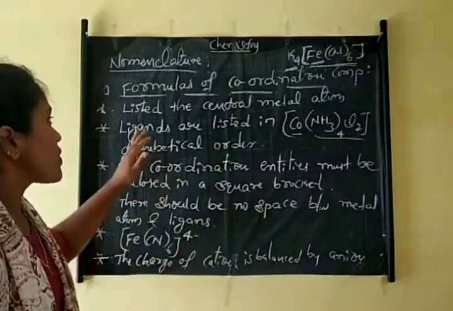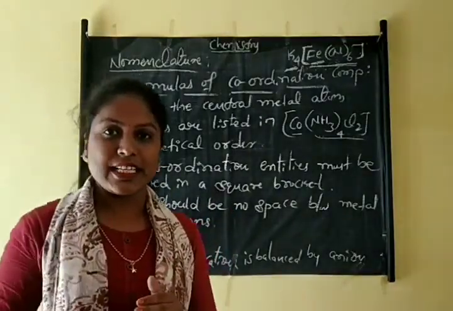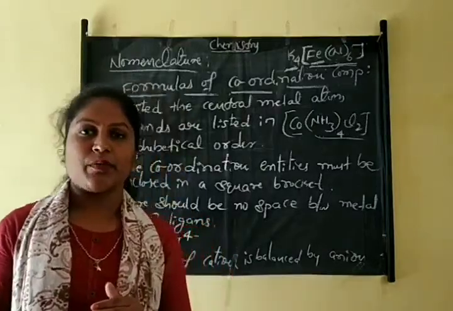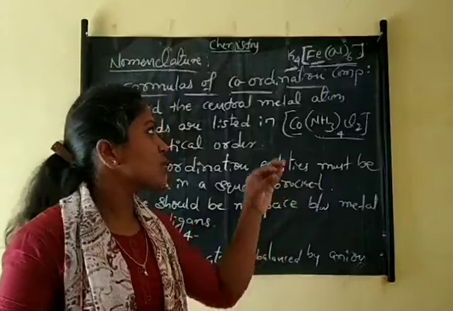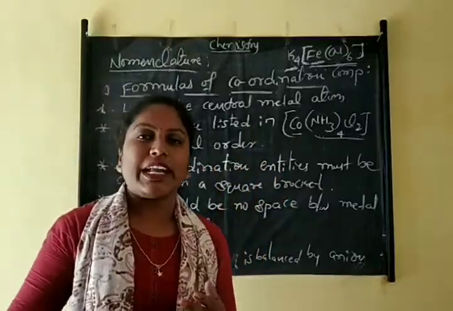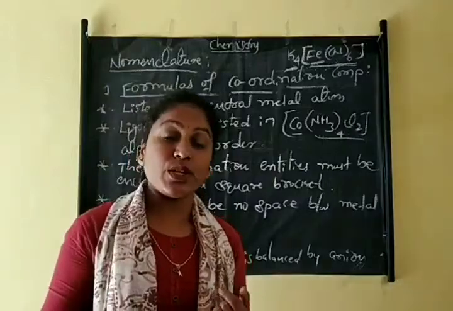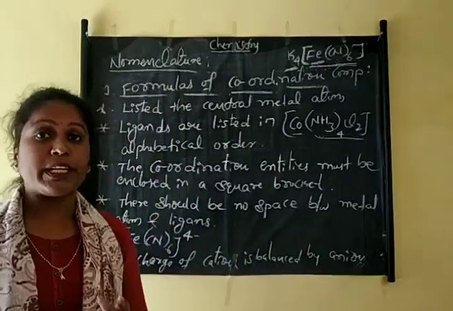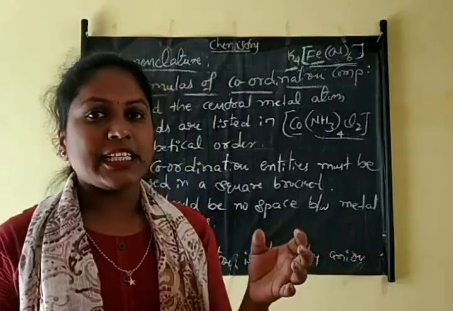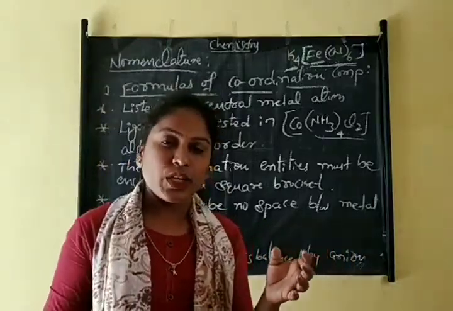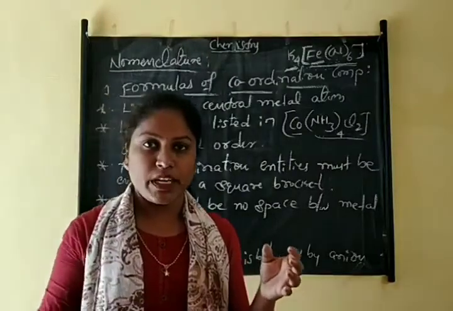In any coordination compound, first you have to list the central metal atom. In a compound, first you must find out which one is the central metal atom. The next one is ligands are listed, and ligands are listed in alphabetical order. After the central metal, you list the ligands, and among the ligands you list them in alphabetical order.